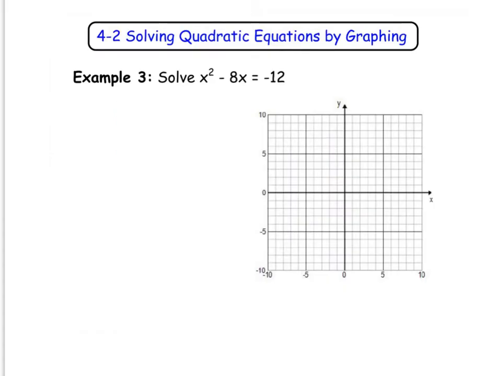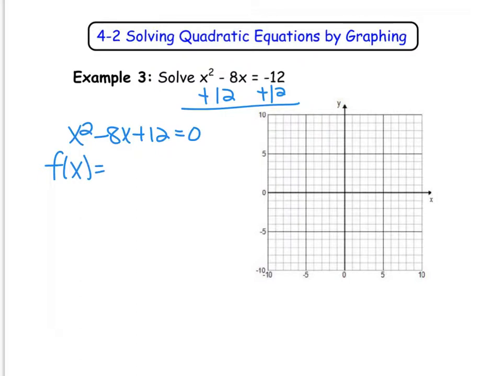For example 3, we're going to do the same thing. We're going to solve it on our calculator again. So we need to get this to be equal to 0, and the easiest way to do that here, and it keeps our x squared positive, is to add 12 to both sides. So we have x squared minus 8x plus 12 equal to 0. And so we are actually graphing the function x squared minus 8x plus 12.